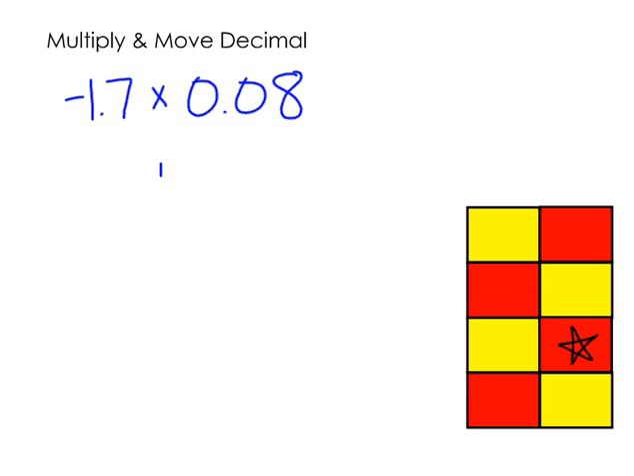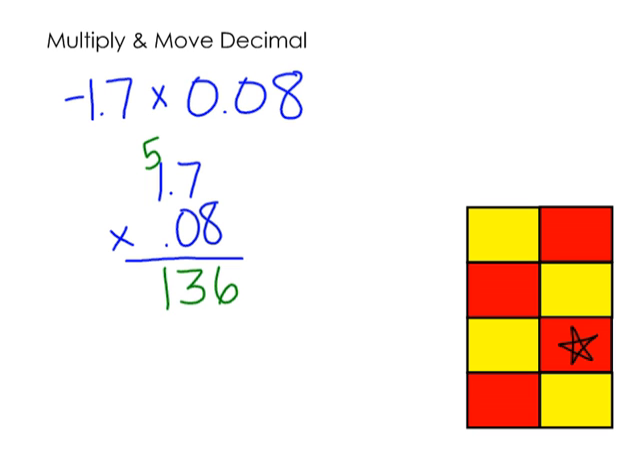So we can write 1.7 and 800. Again, not necessary to line up the decimal points. We're going to multiply 8 times 7, which is 56. 8 times 1 is 8. 8 plus 5 is 13.